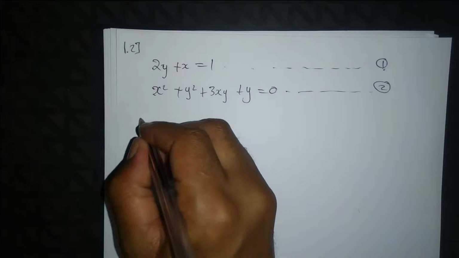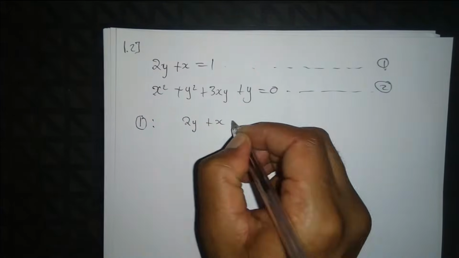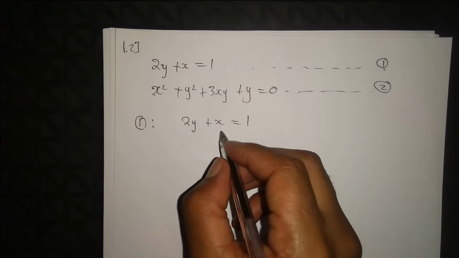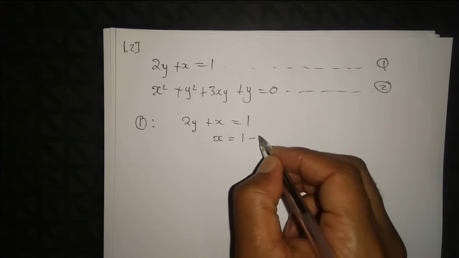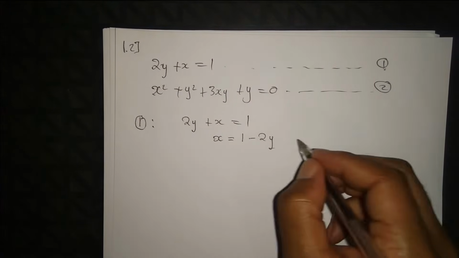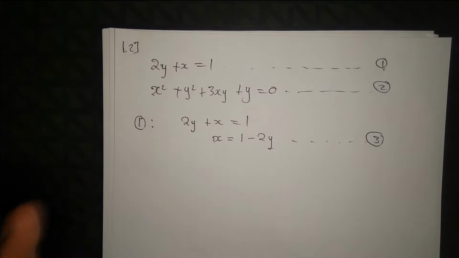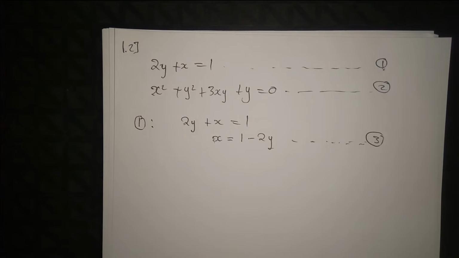So here we will take equation 1. I'm taking equation 1, which is 2y plus x equal to 1. Then I'm going to make x the subject of the formula. x is equal to 1 minus 2y. This is equation 3. Once you have made one of the two variables the subject of the formula, that is equation 3.